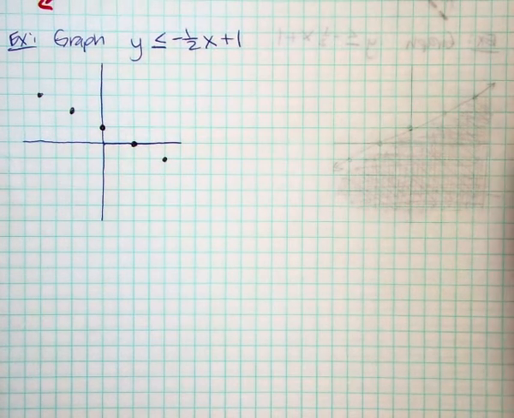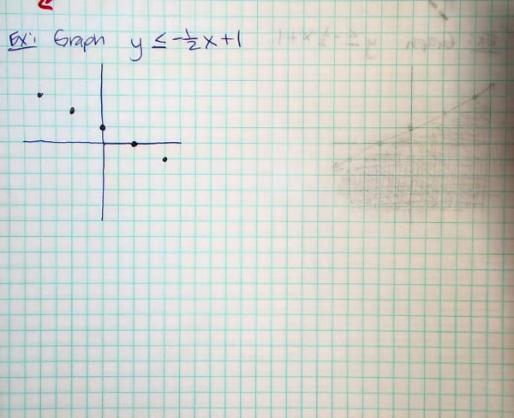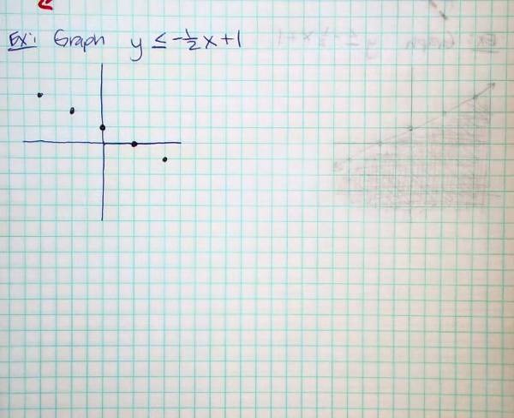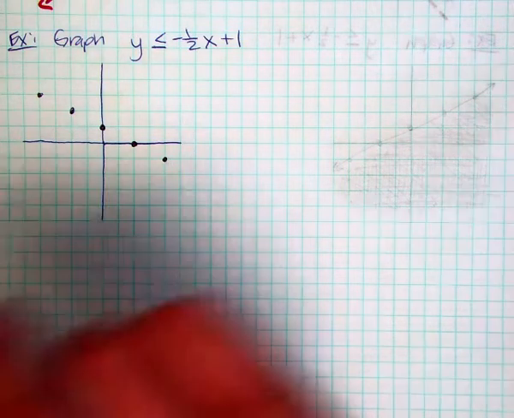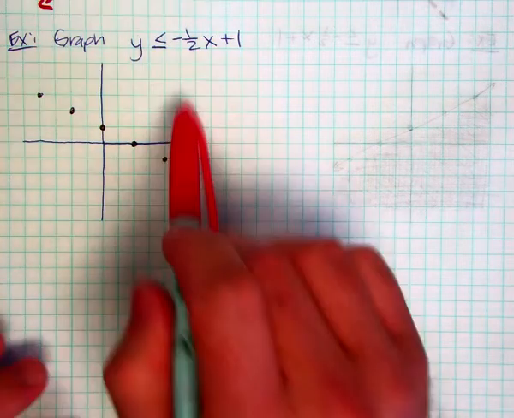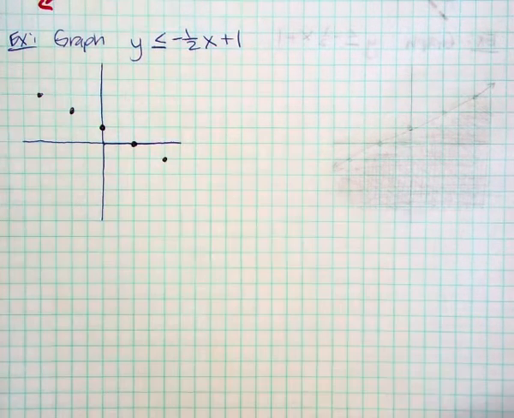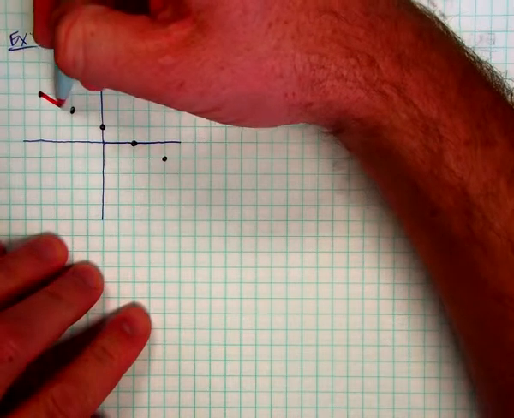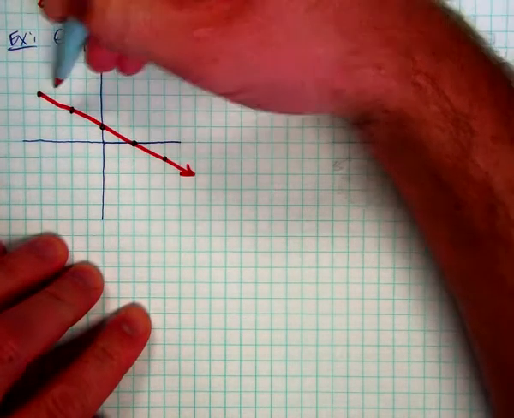Okay, so the question then becomes, is this a solid line or is this a dotted line? Dakota, should I have a solid line or a dotted line for this one? Why? Right, the symbol less than or equal to is solid. It is underlined. So we're going to go ahead and make a solid line.